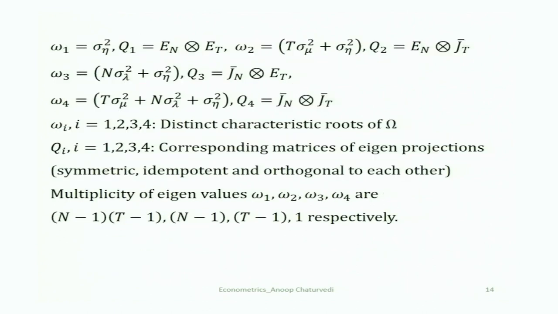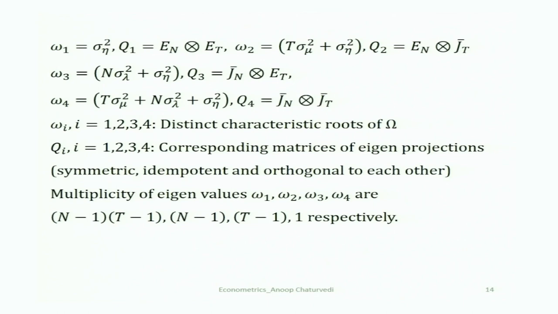Here omega 1 is equal to sigma square eta. Q 1 is equal to E n Kronecker product E t. Then omega 2 is equal to T times sigma square mu plus sigma square eta. And Q 2 is equal to E n Kronecker product J bar T. Then omega 3 is equal to n times sigma square lambda plus sigma square eta. And Q 3 is equal to j bar n Kronecker product E t. Omega 4 is this, and Q 4 is j bar n Kronecker product j bar t.